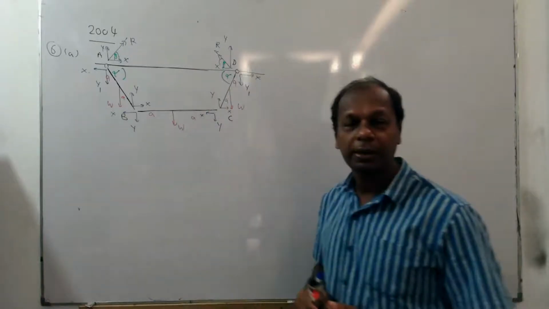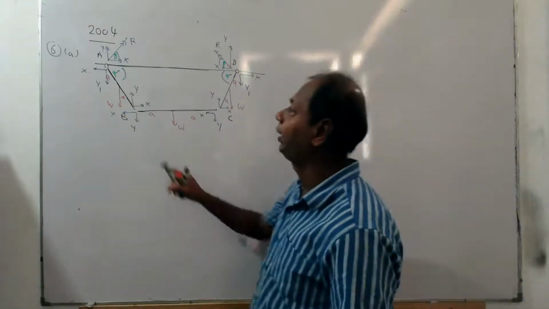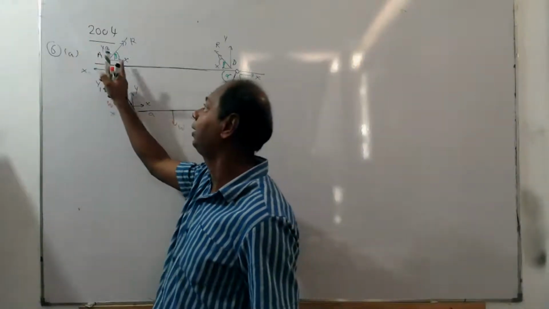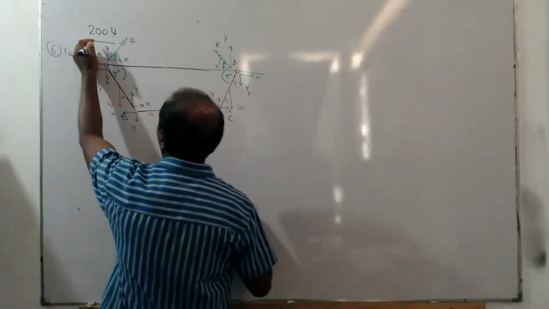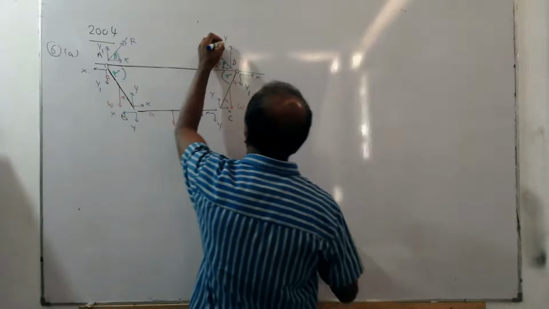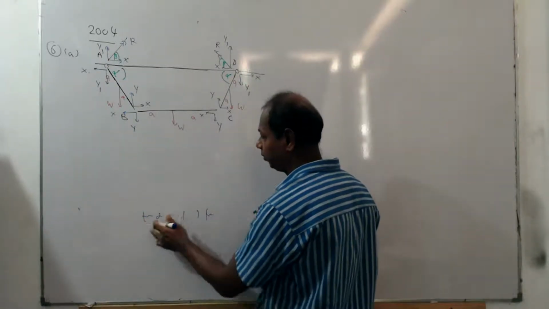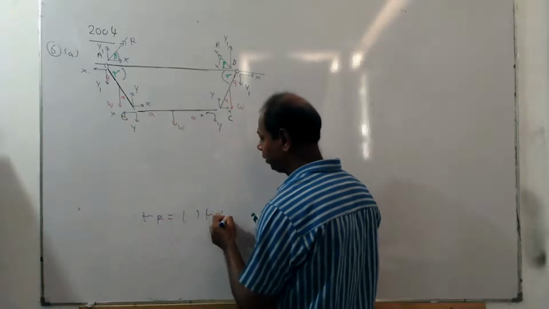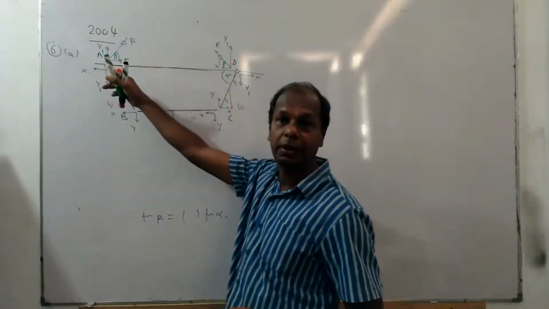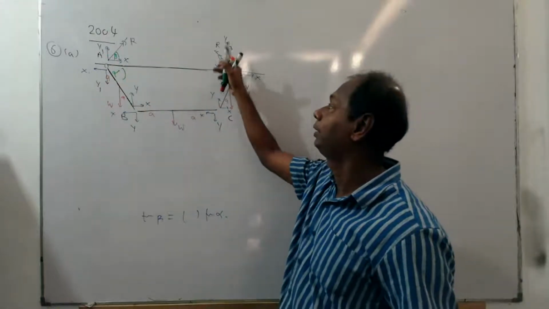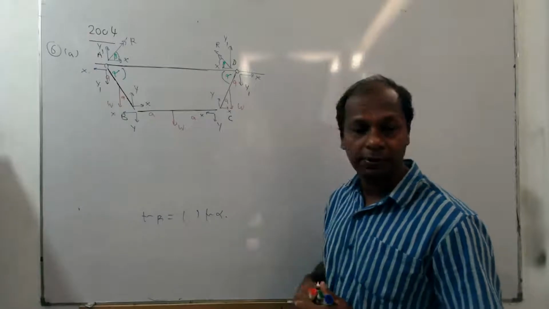Now we have to show that tan beta equals 2/3 tan alpha. To find tan beta, we need to find X and Y1. Tan beta is the inclination of the reaction. Now that's the task, to find X and Y1.